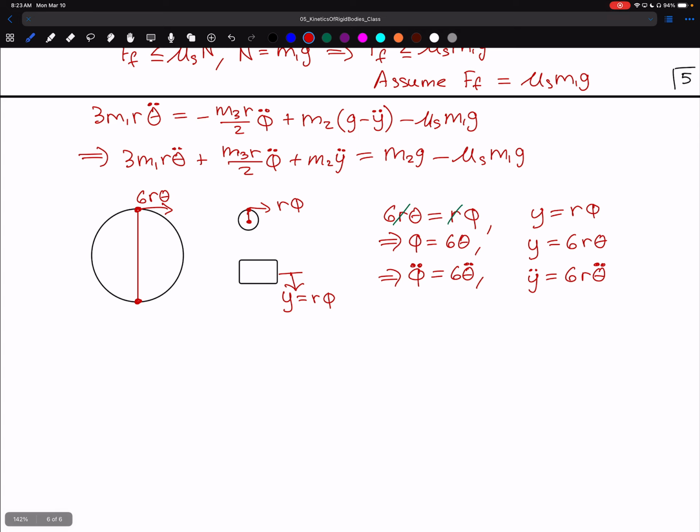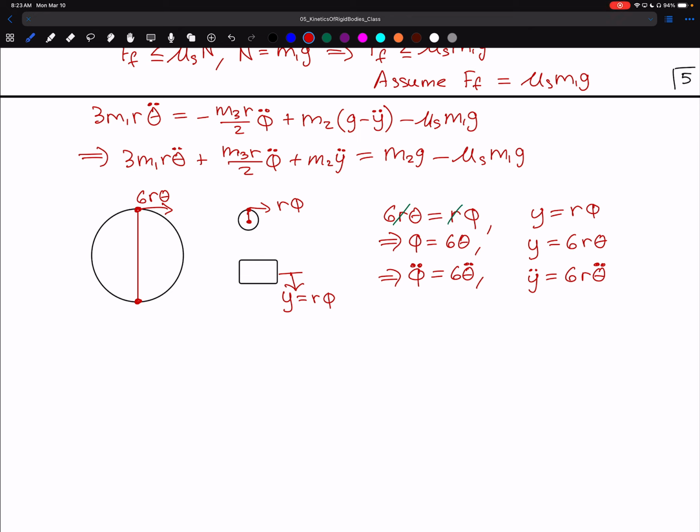And from here, we're going to substitute into the equation that we just derived above. We're substituting for phi double dot and y double dot, and then we'll get an equation for everything in terms of theta double dot. You could choose to use phi if you wanted, or you could choose to find an equation for y double dot.